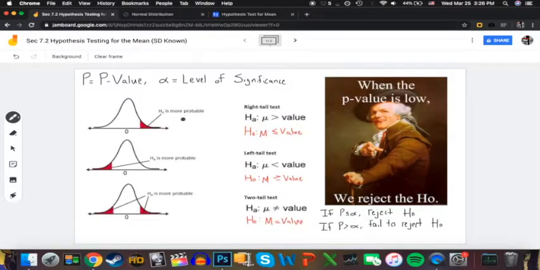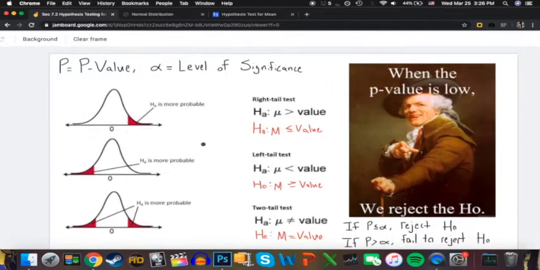And if we recall from yesterday, we started to take a look at what a p-value was, as well as what alpha was. And these are going to be sort of our parameters to determine whether we can reject or fail to reject a null hypothesis. So there are three particular tests when it comes to hypothesis testing.